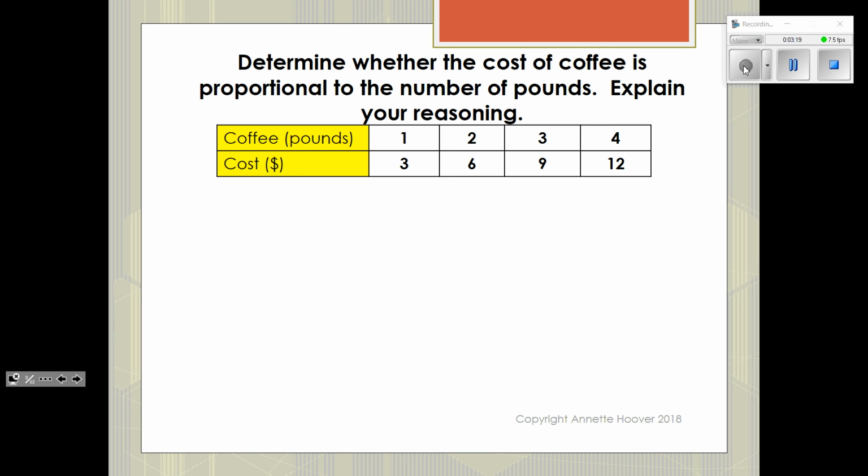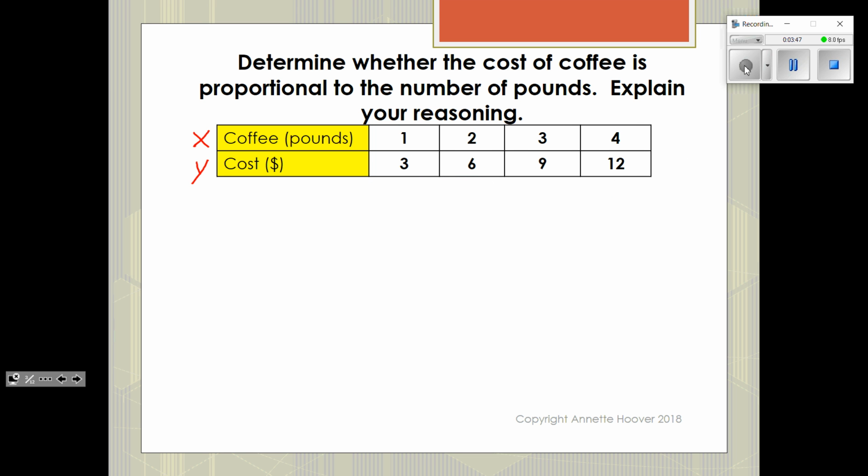Now, this is a table. And when you have a table, the top row is always going to be the x, and this is going to be the y. So if you look right here, we have an ordered pair of 1, 3. If you look right here, we have an ordered pair of 2, 6, an ordered pair of 3, 9, and an ordered pair of 4, 12. So 4 ordered pairs represented in this table.